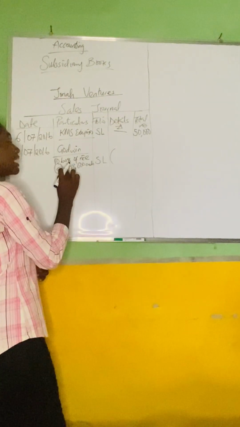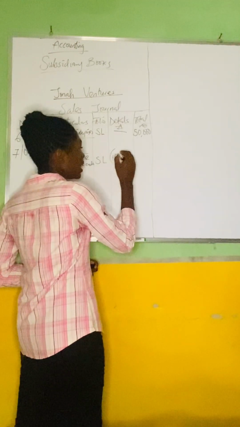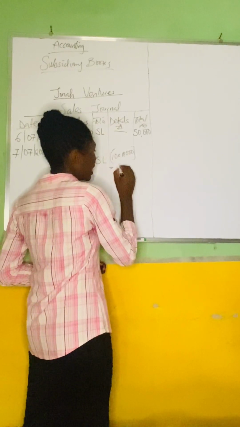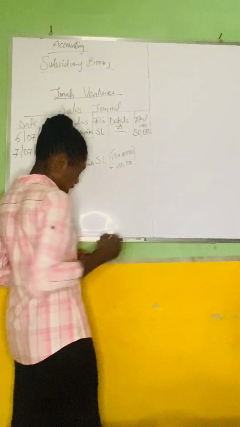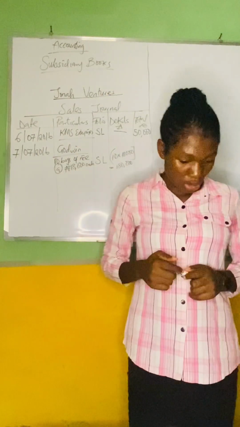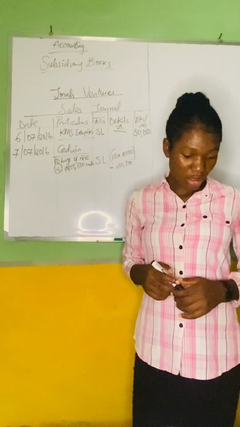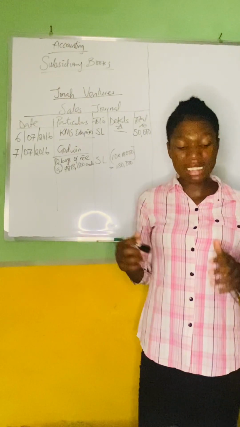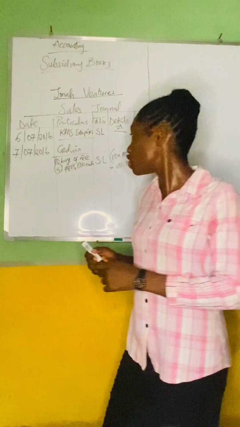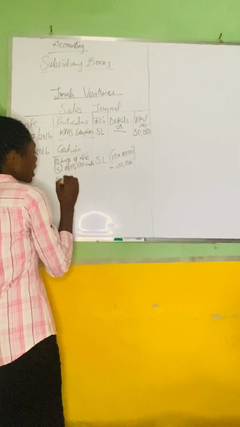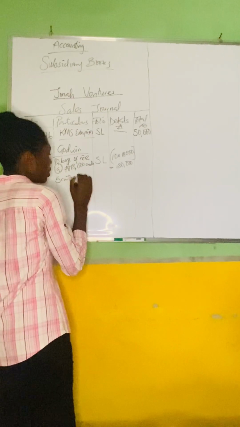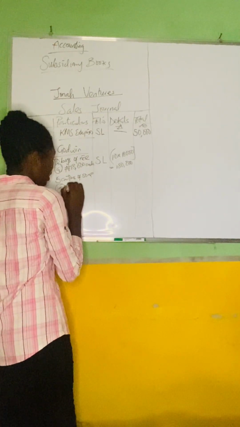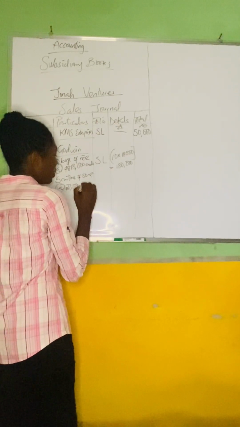Since it is 10 bags at 18,000 naira each, we'll be having 10 times 18,000 naira, and that will give us 180,000 naira. And then we have 5 cartons of soap to the same person, at 7,000 naira per carton. So the next one we'll be having is 5 cartons of soap at 7,000 naira per carton.